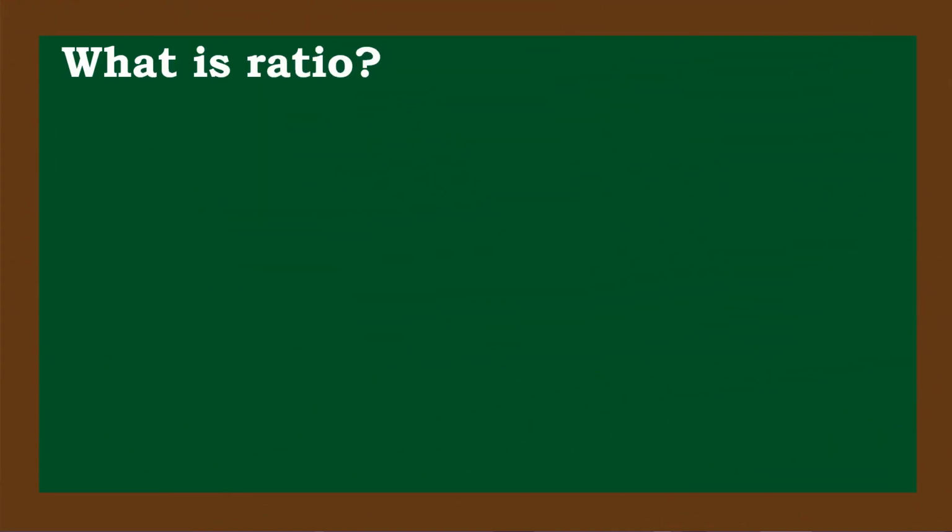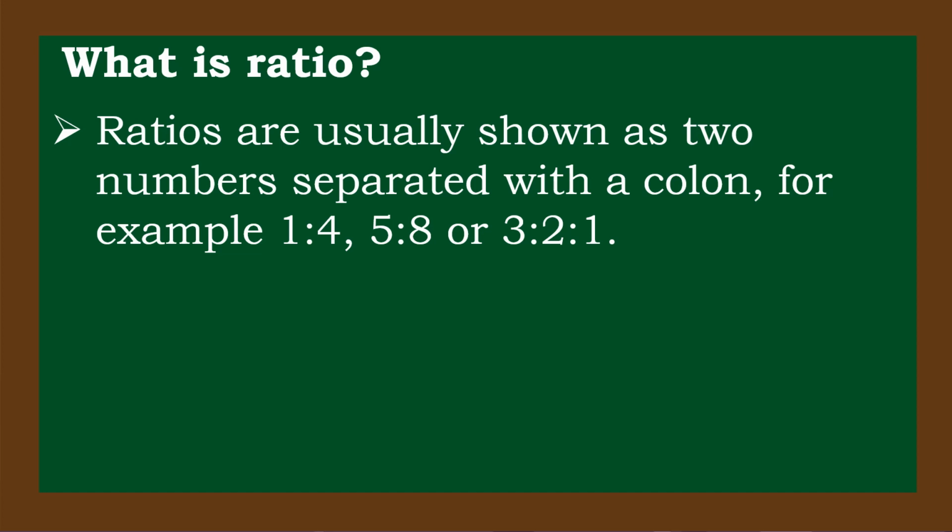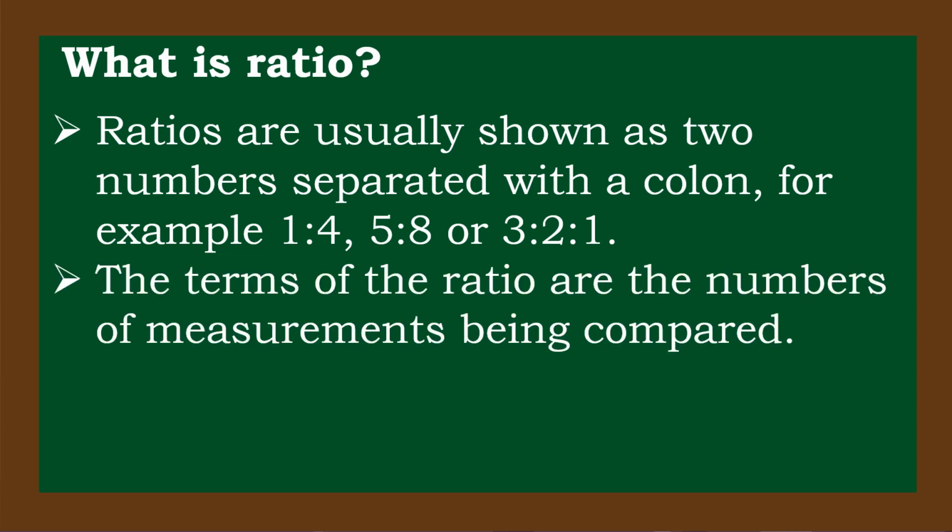What is ratio? Ratios are usually shown as 2 numbers separated with a colon. For example, 1 is to 4, 5 is to 8, or 3 is to 2 is to 1. The terms of the ratio are the numbers or measurements being compared. As young entrepreneurs, it is essential to have a clear vision on the concepts of ratios.